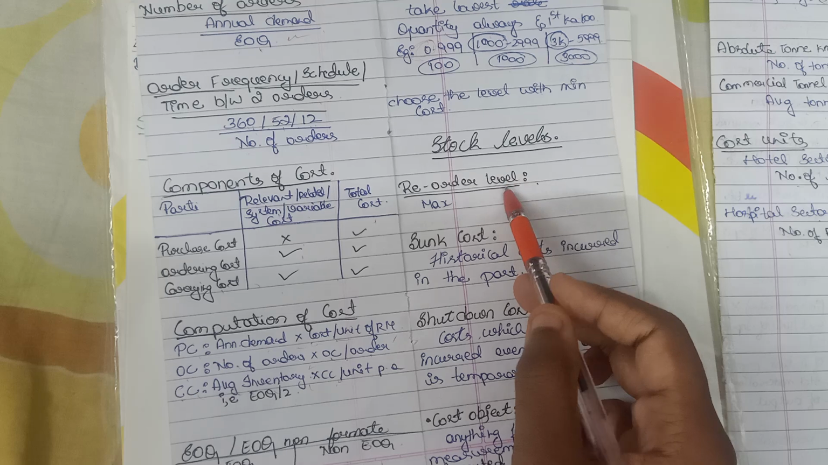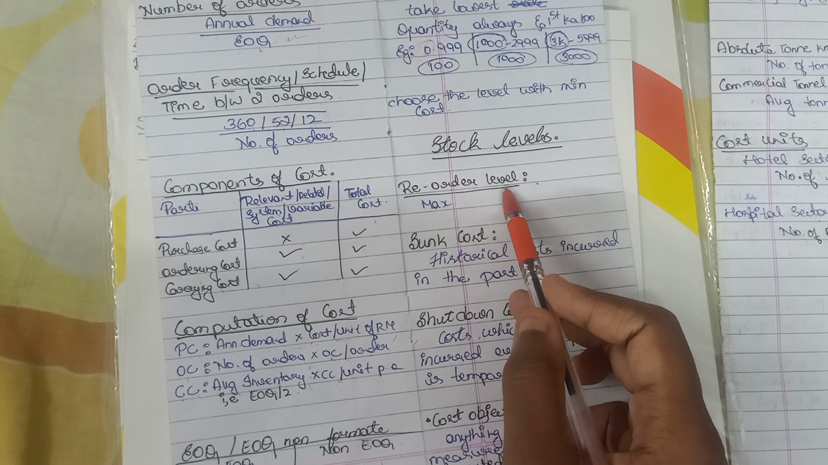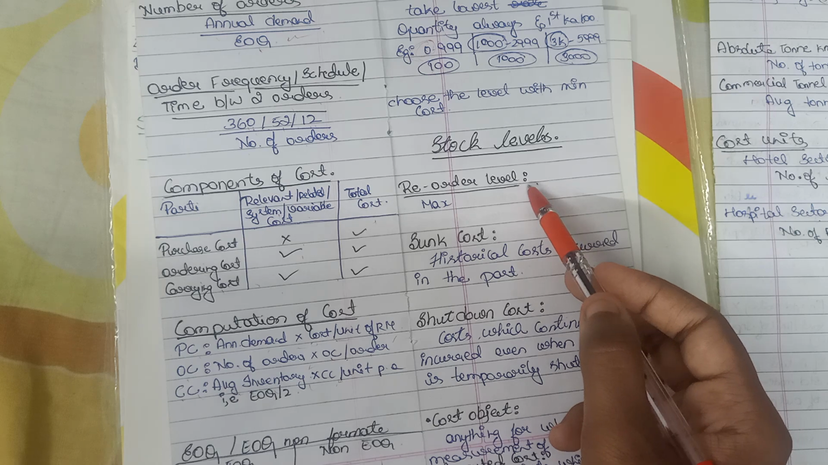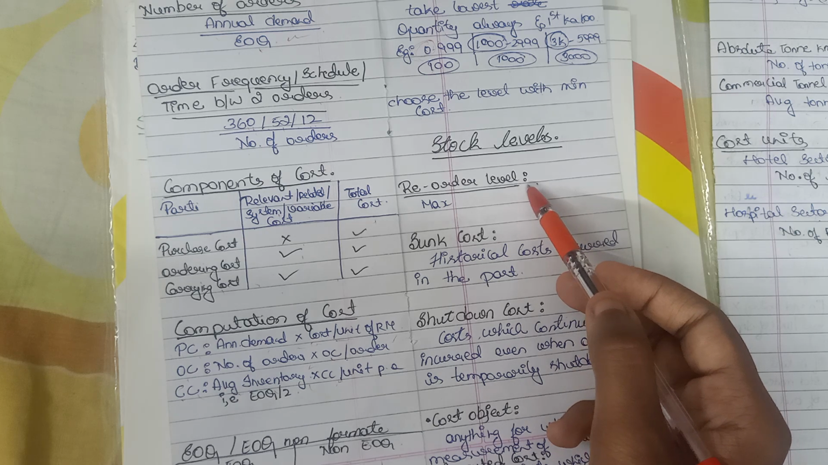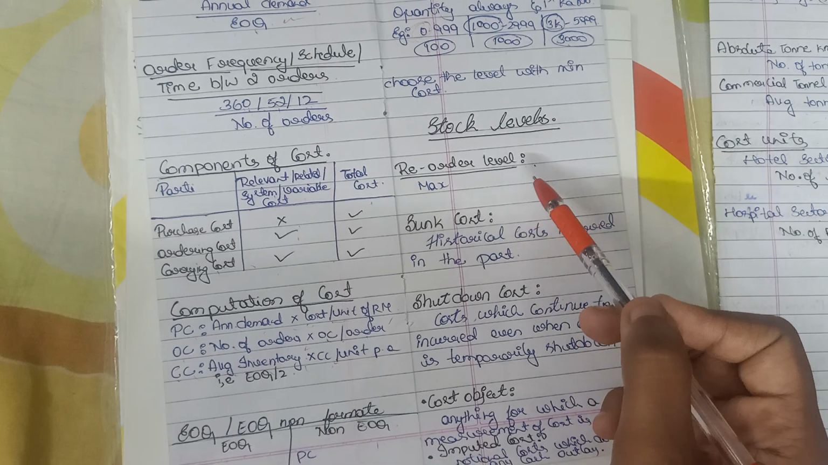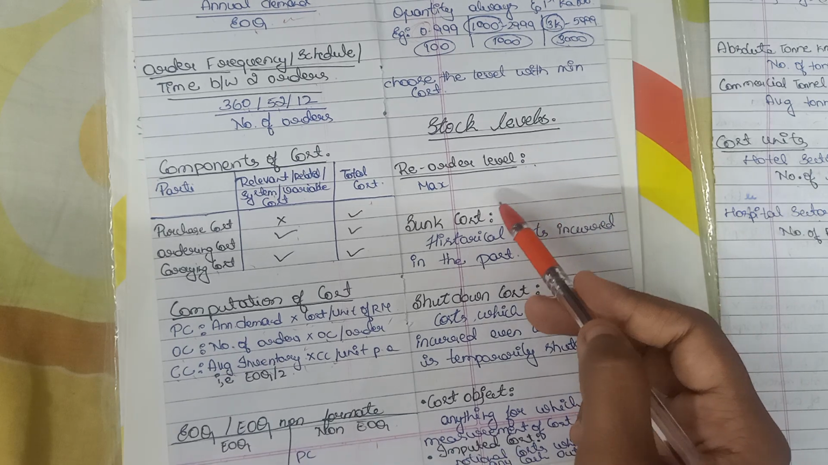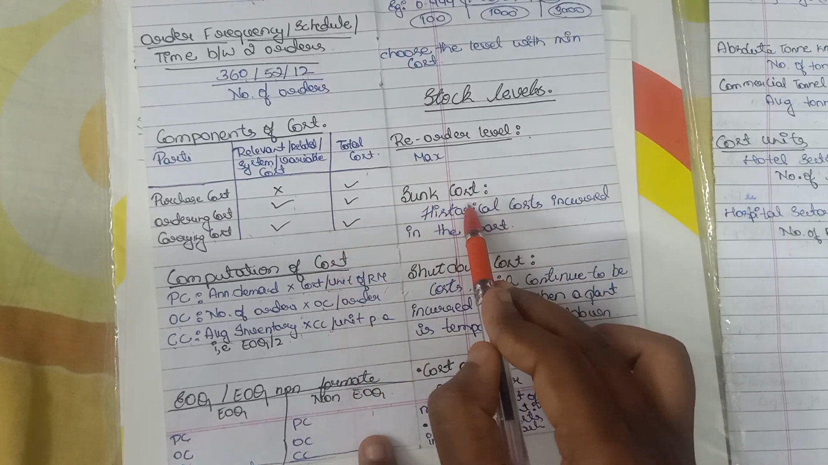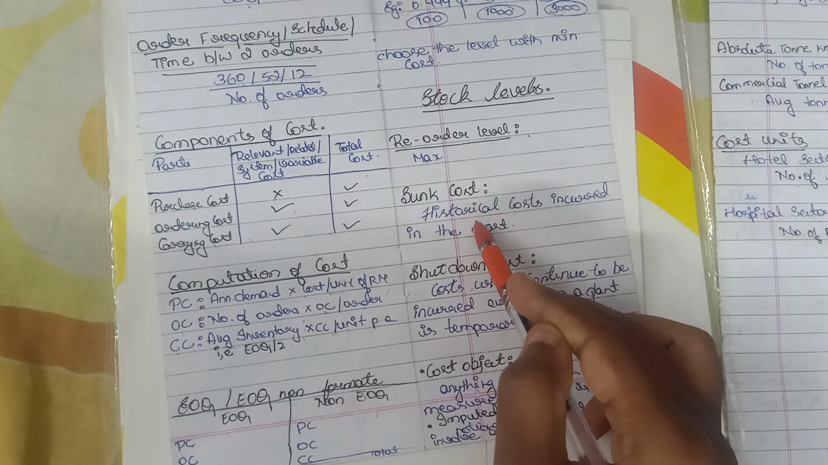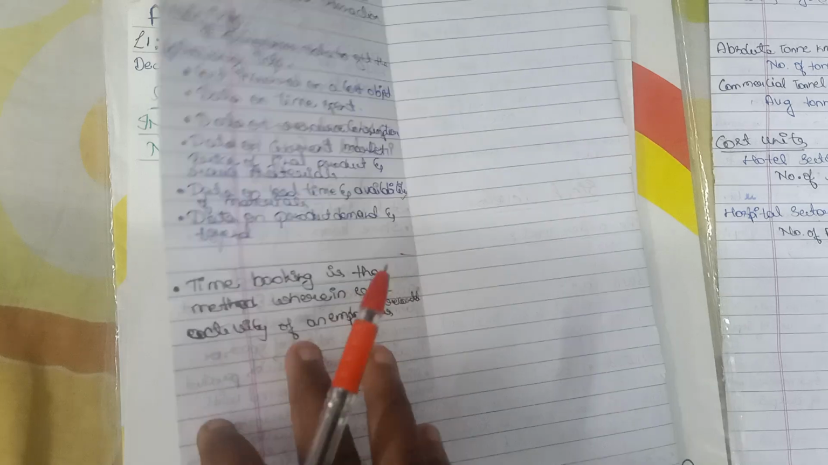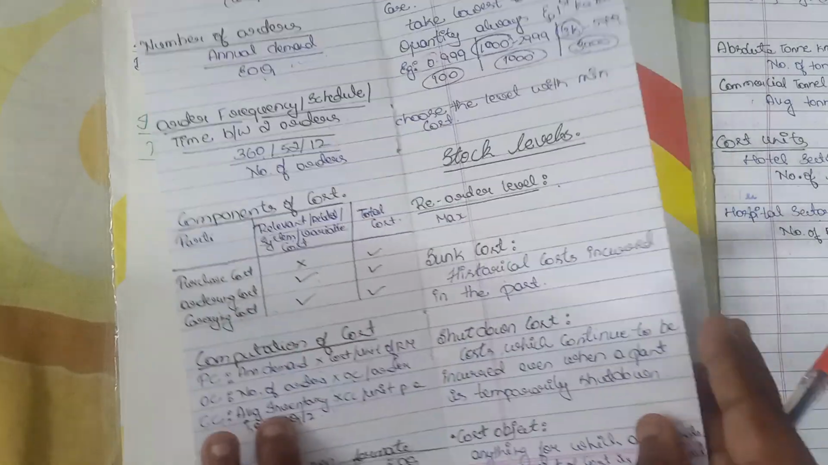Stock levels, reorder level. I have shown you these formulas in the previous video. If you have not checked the previous video, please go and visit once. What is sunk cost? We have explained every theory in detail in a separate video about costing. Okay, just because it is very little, let's read it once again.